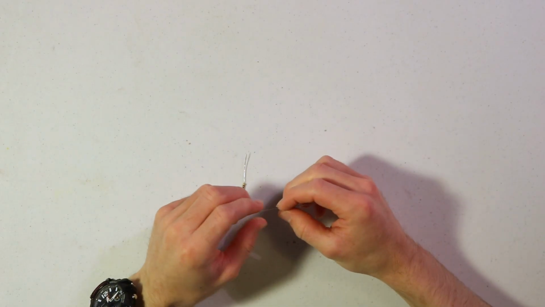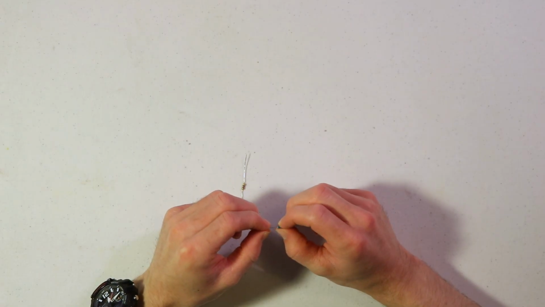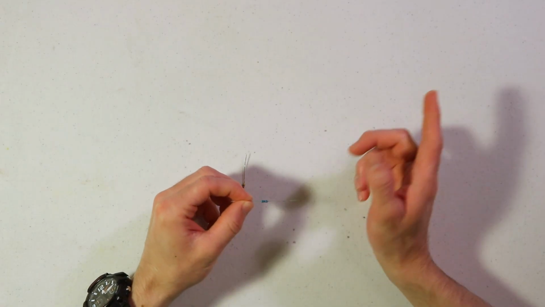Next up is the resistor. And a resistor is just a circuit component that resists the flow of current, just like its name says. And the unit for a resistor is ohms. And ohms is represented by the omega symbol, as I mentioned earlier with the multimeter.